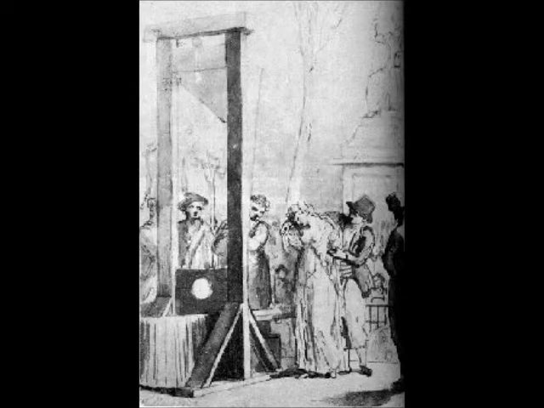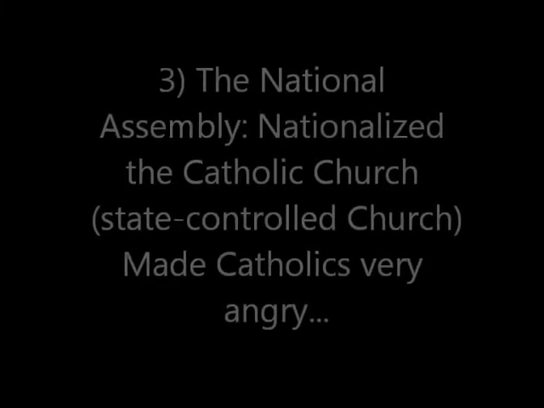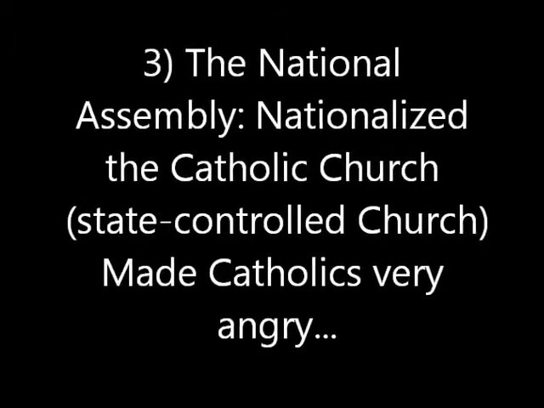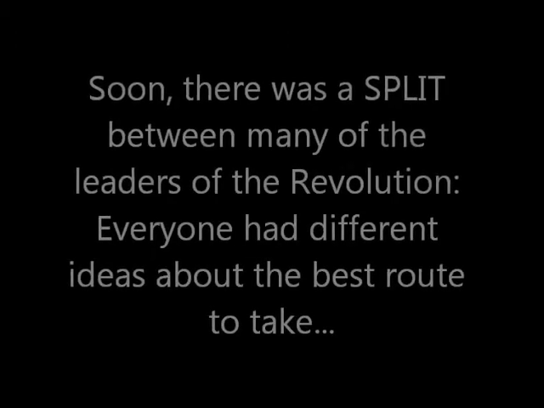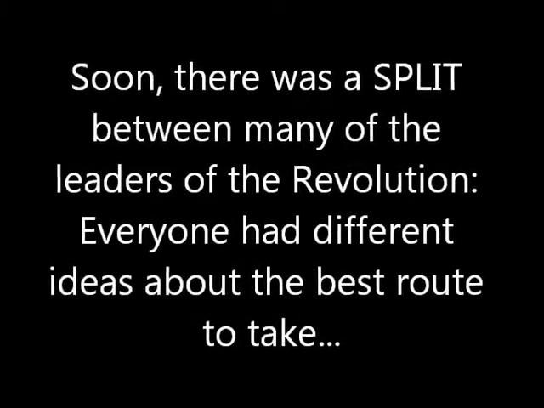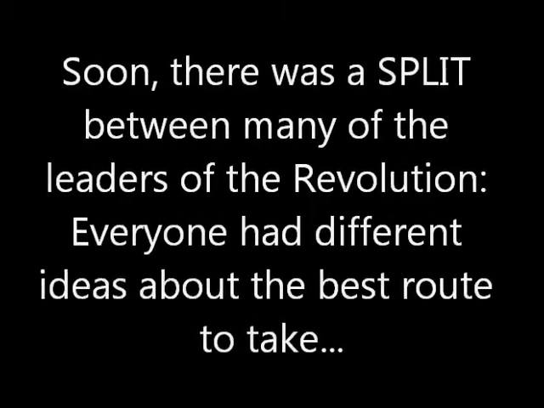All right, the third thing the National Assembly did, they nationalized or took over control over the Catholic Church, creating a state-controlled church. So the Catholic Church is going to lose land and political power in France. This act actually really angered the peasants at first, who were really devout Catholics. So what we're going to start to see during the French Revolution is a split in the revolutionaries and what they believed was the best way to go about their revolution.